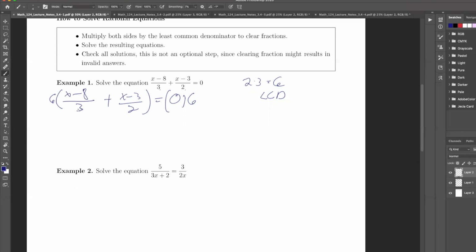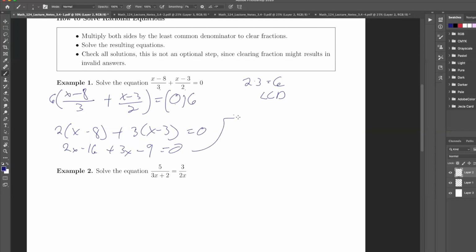What does this do? Well, this clears out the fractions. So 6 times the 3 leaves me a 2 times x minus 8, plus 6 times the 2 leaves me a 3 times x minus 3. 0 times 6 is still just 0. Then here I just get 2x minus 16 plus 3x minus 9, equal to 0.